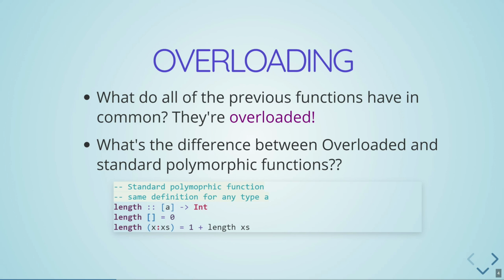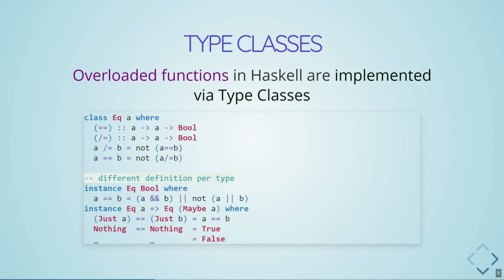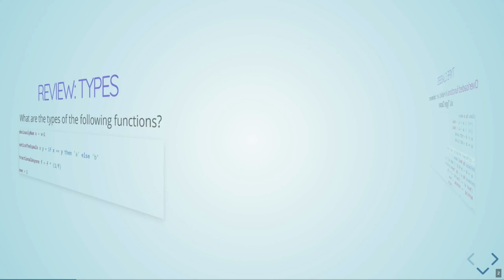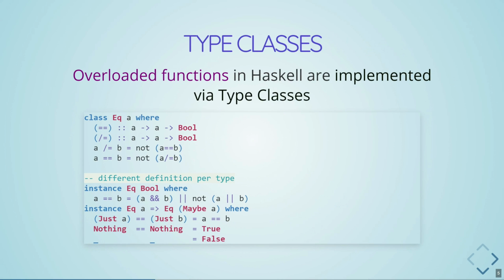So you can just say it's a list of any a, and this makes it polymorphic. But overloaded classes, on the other hand, are going to depend on some sort of class constraint. Actually, to go back, each of these you can tell they're overloaded because you're saying this depends on a class constraint. It depends on Num a or Eq a. So they're overloaded.